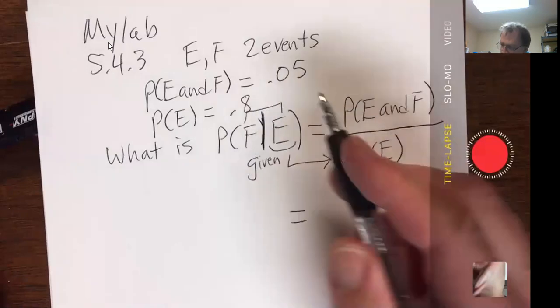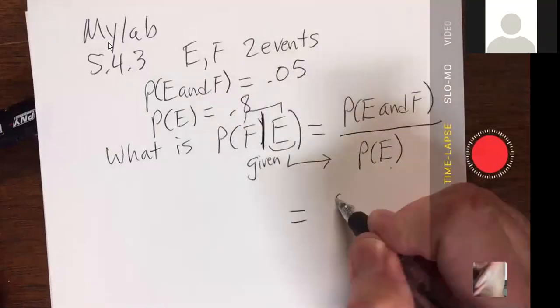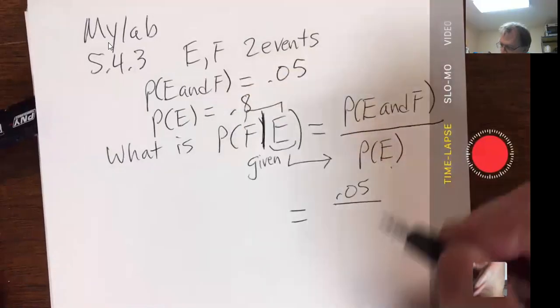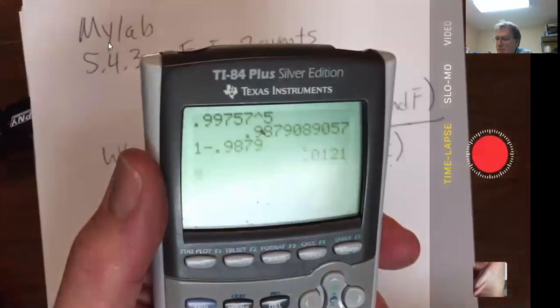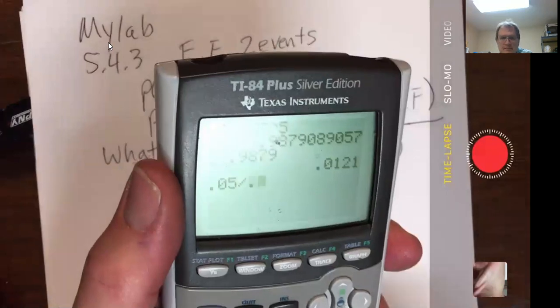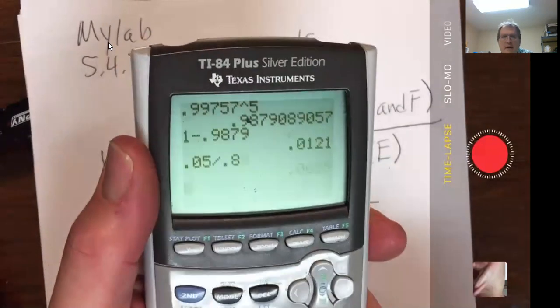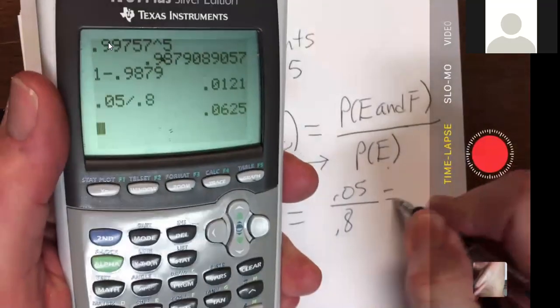E and F is 0.05 on top. Just E is 0.8. We can divide that out. 0.0625.